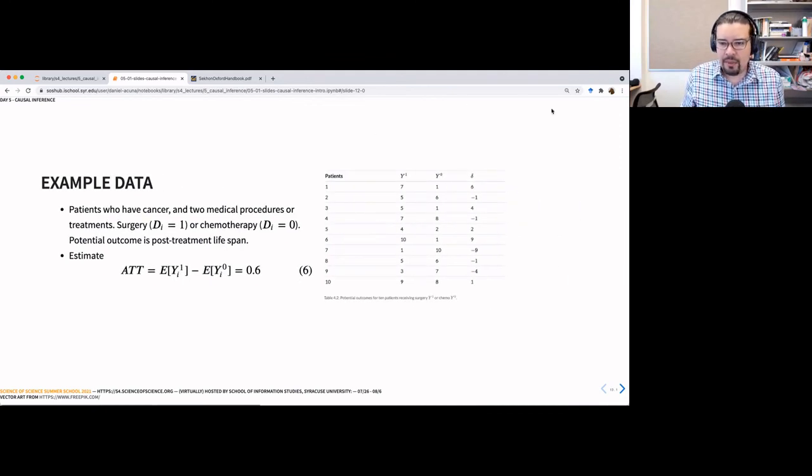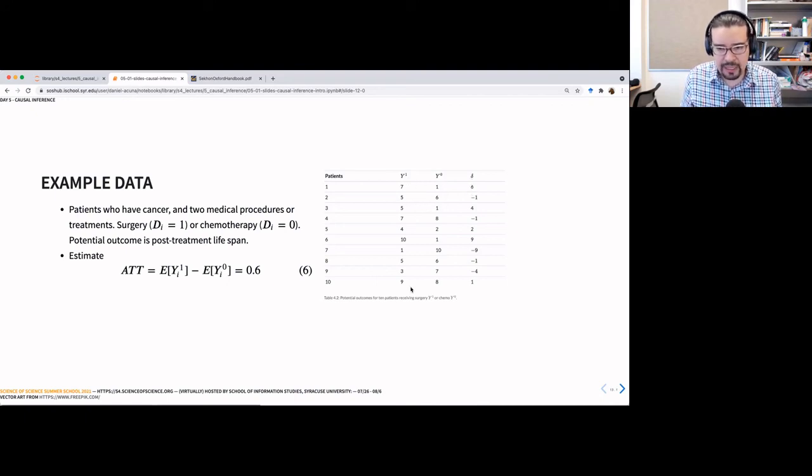So let me give you an example with actual numbers, and again, this is taken from the book. This is a fake data set because, again, we cannot observe both potential outcomes. Let's assume that we have 10 patients and we have the potential outcomes. If we operate on patient 1 and take the cancer out, we get 7 more years of life. If we just do chemotherapy, it will be just 1 year. So the treatment effect is 6 years, the difference between the two.